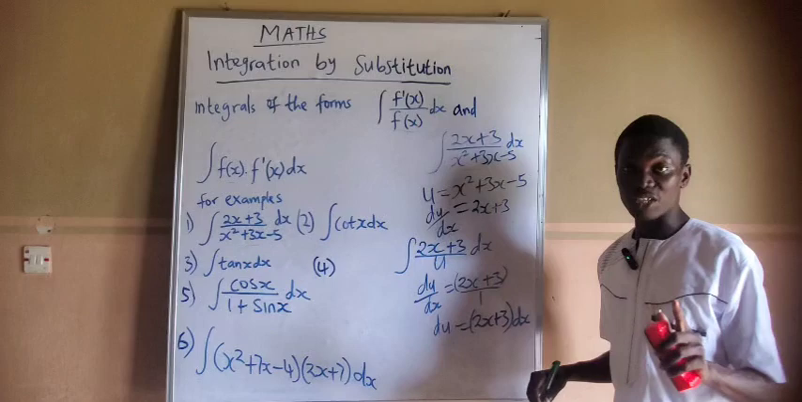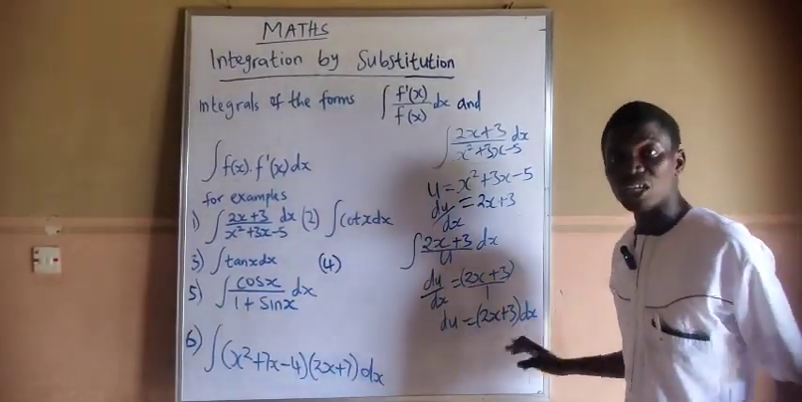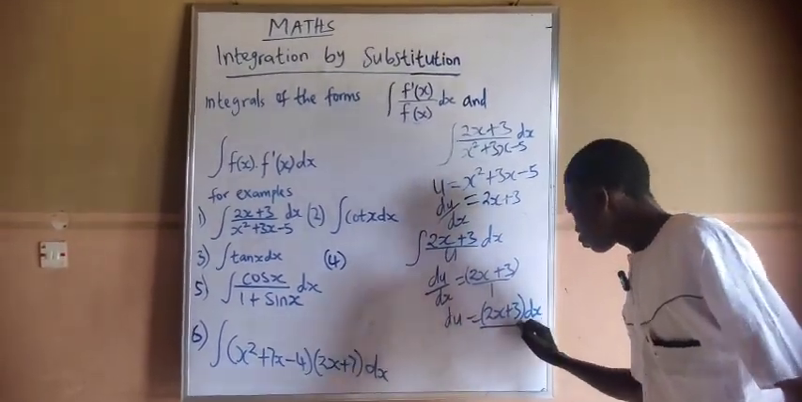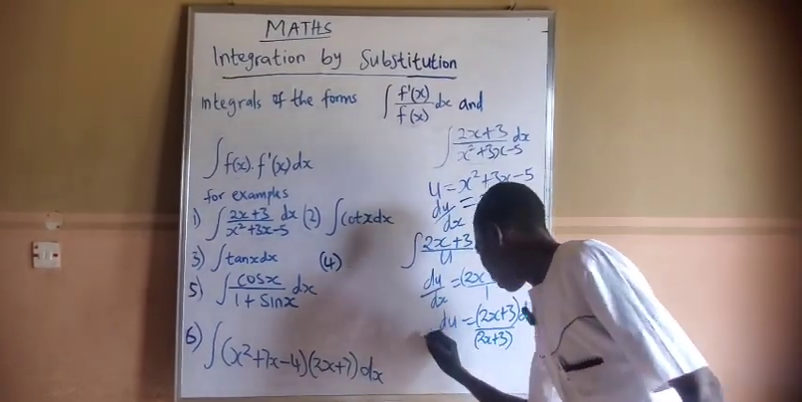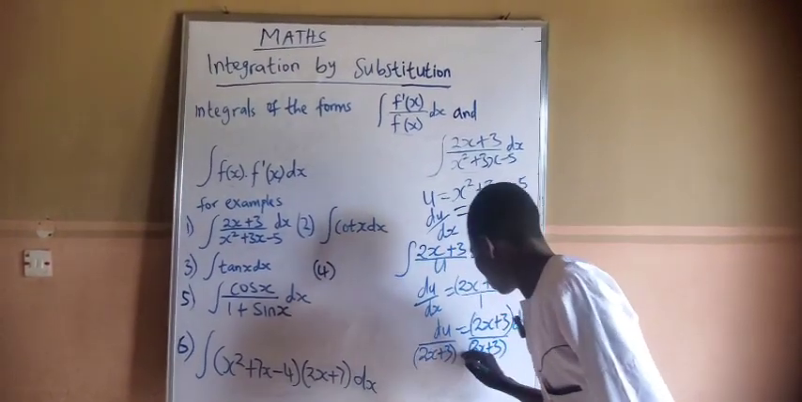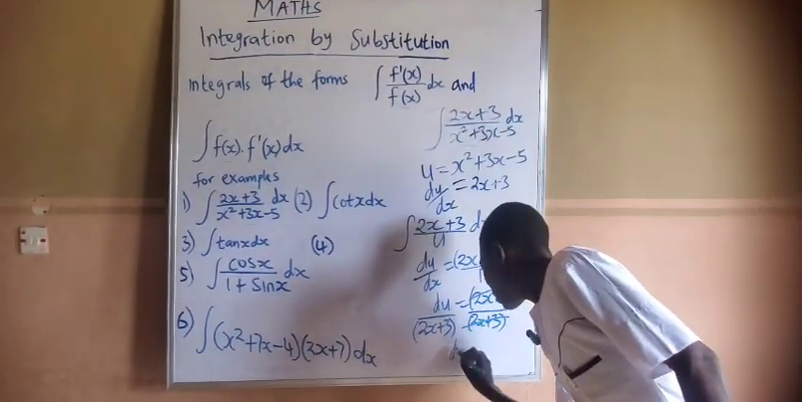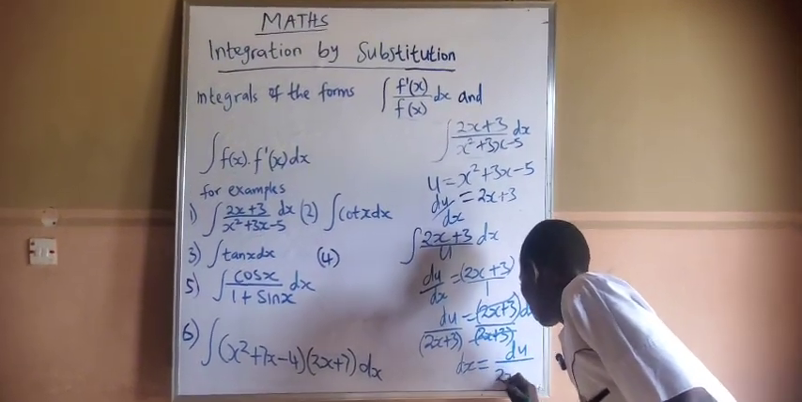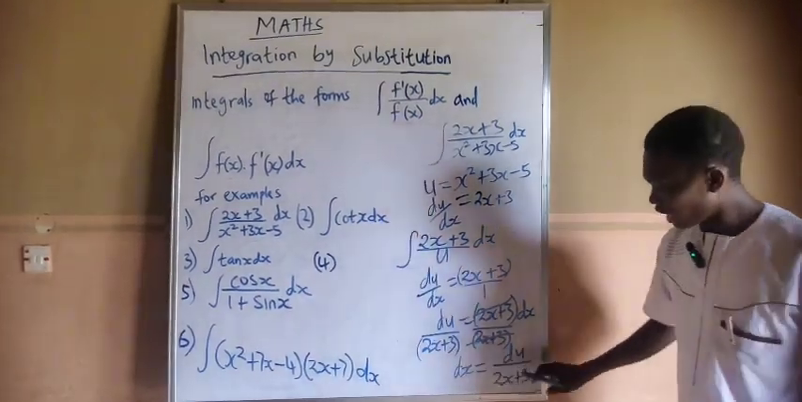Now mind you that we are making dx the subject of the formula, so I will divide by the coefficient of dx. What is the coefficient of dx? The coefficient of dx means everything beside the dx, and we have 2x + 3. Mind you, we are dividing both sides by the coefficient, which is 2x + 3. So we cancel this, and we are now left with dx. Now we have dx equals du over 2x + 3. So we have gotten the value of dx to be this.